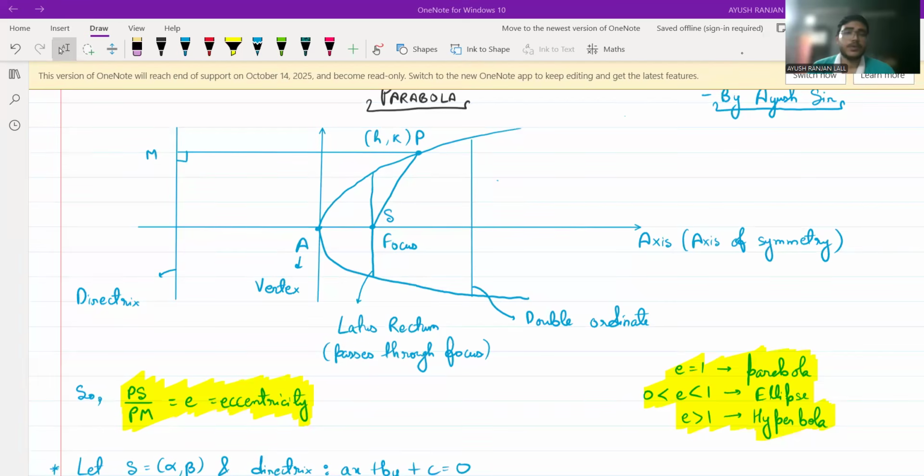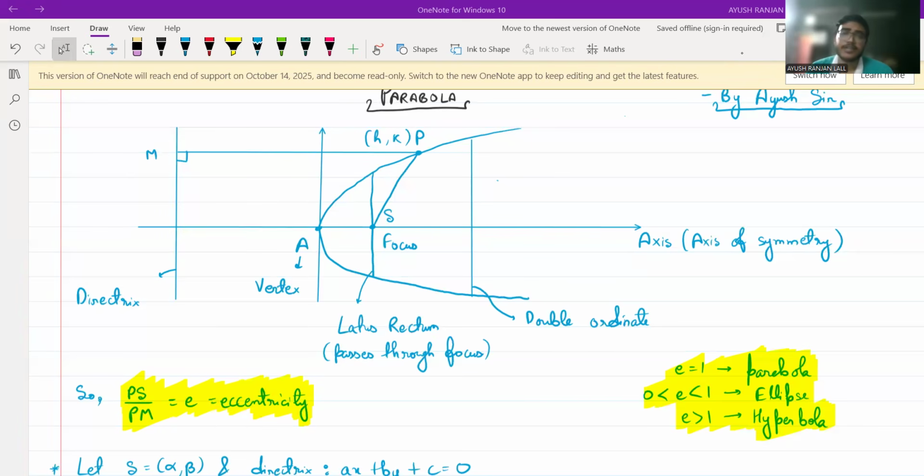Hi all. So we are going to start with parabola. In parabola, we'll see focus, vertex, directrix, latus rectum, and all those things. Then we'll move on to tangents, different types of tangents, normals, and different types of normals, and their relations. After that, we'll see some of the particular cases which are used in JEE Main type of questions.